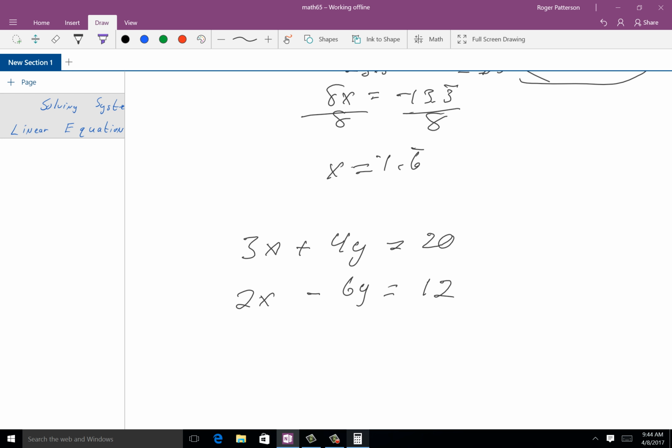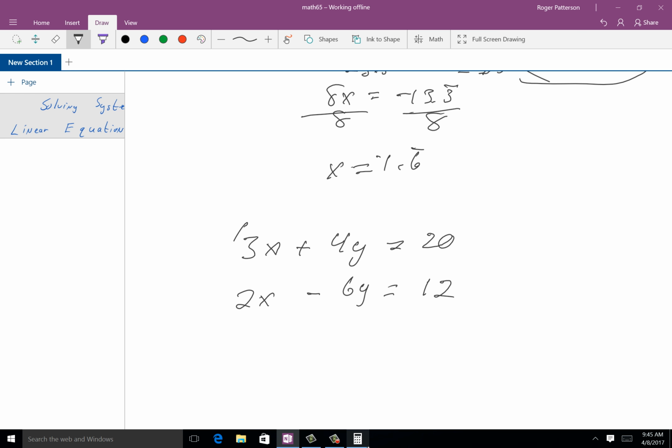But if I pick the y's to eliminate, then I don't have to multiply by a negative, because they're already opposite. But it's all preference. You've got to decide which way works for you. So maybe you just want to eliminate x in every single problem. It doesn't make any difference. But I'm going to go with the y's.